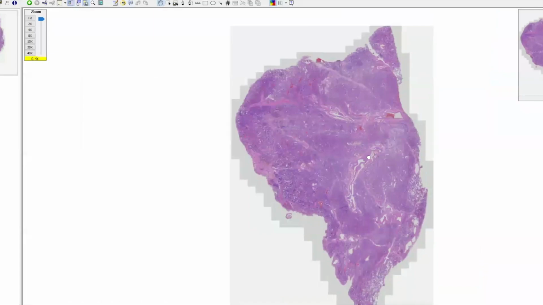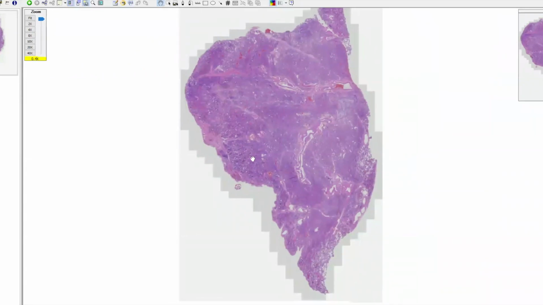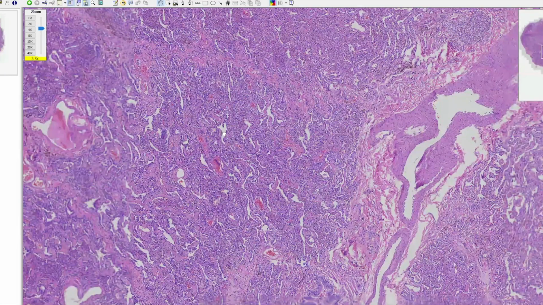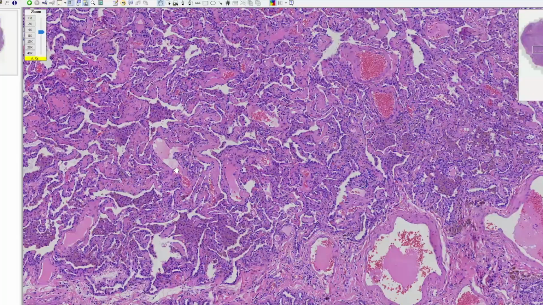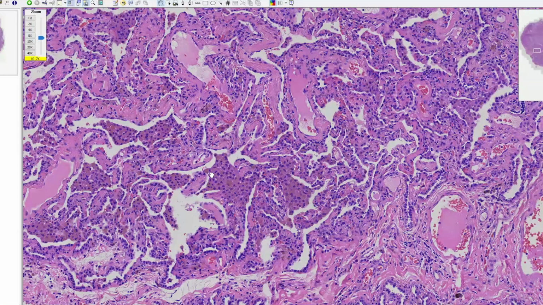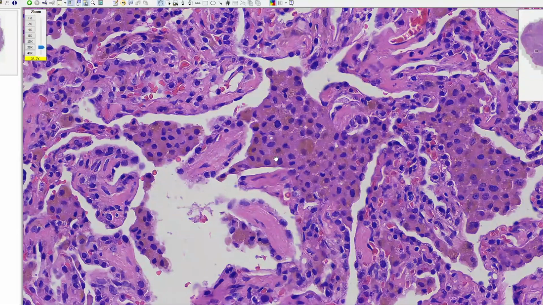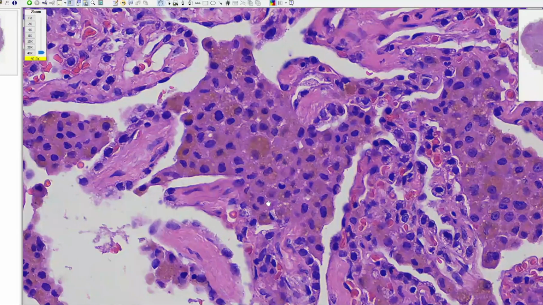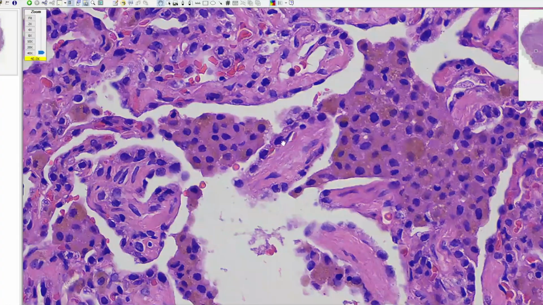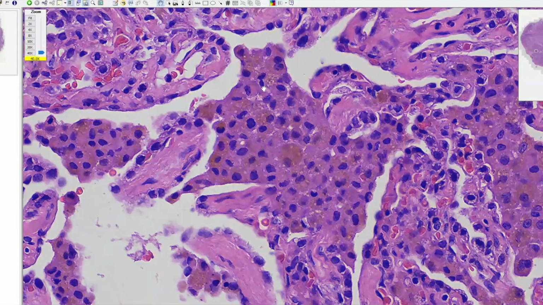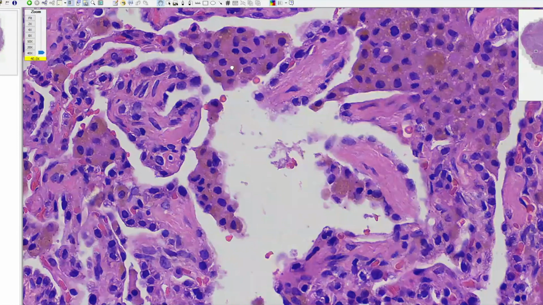And so you can see from low power here that it looks quite abnormal. We have a kind of diffuse abnormality throughout this wedge biopsy here. And when we zoom into higher power, we can see the abnormality is really centered within these air spaces. And within these air spaces, they're really just completely filled, chock-a-block filled with these pigmented alveolar macrophages. And they once again have the appearance of smokers' macrophages with this fine pigment with interspersed black specks.